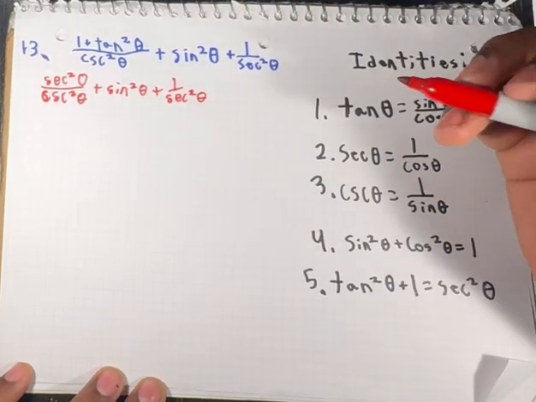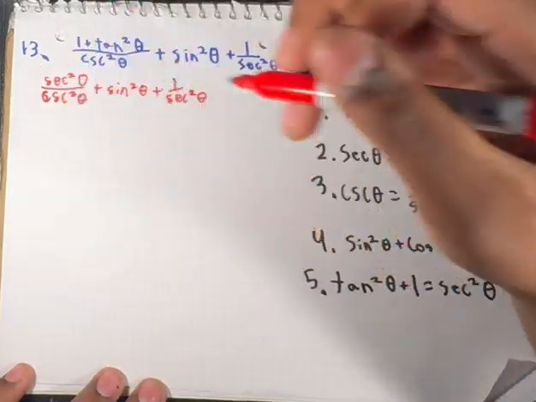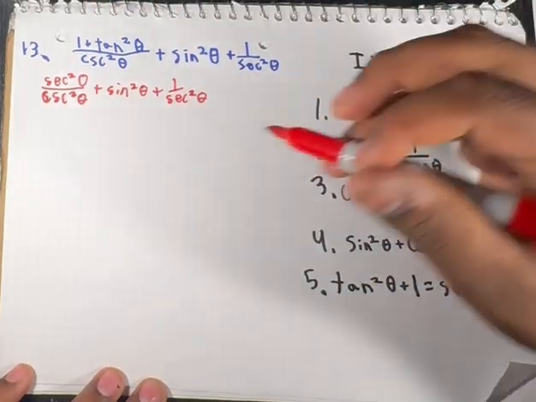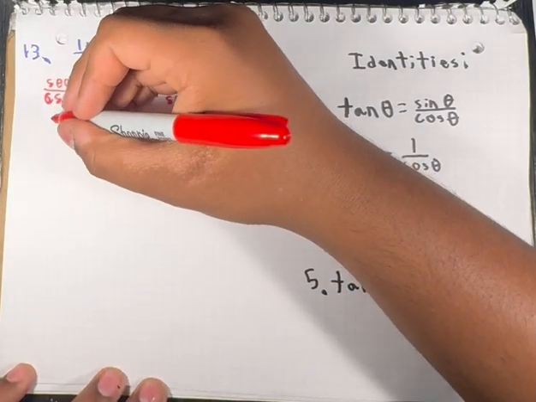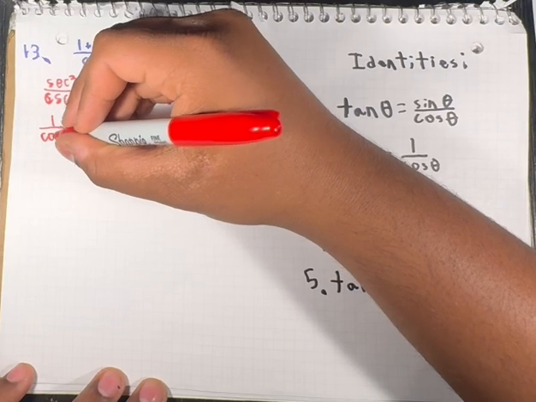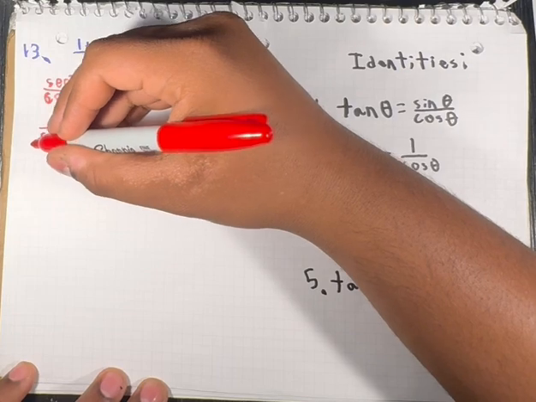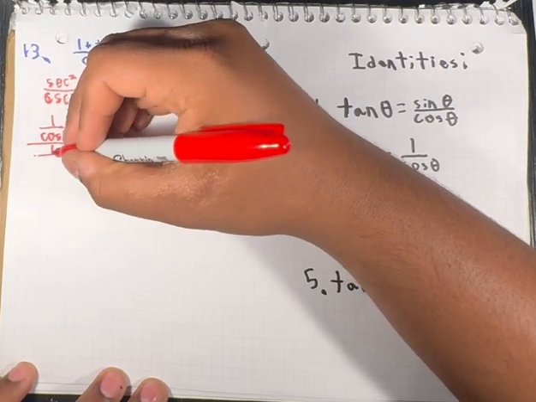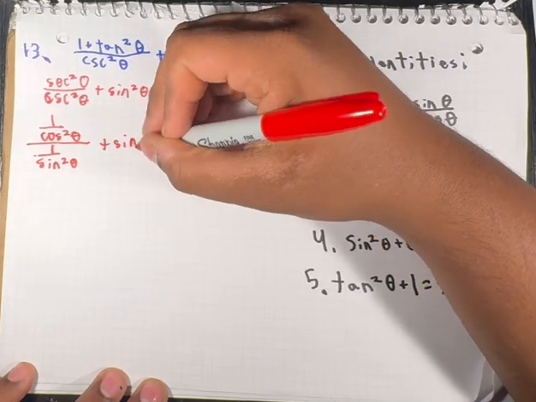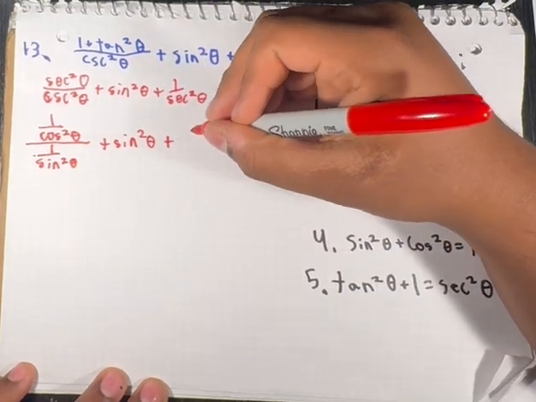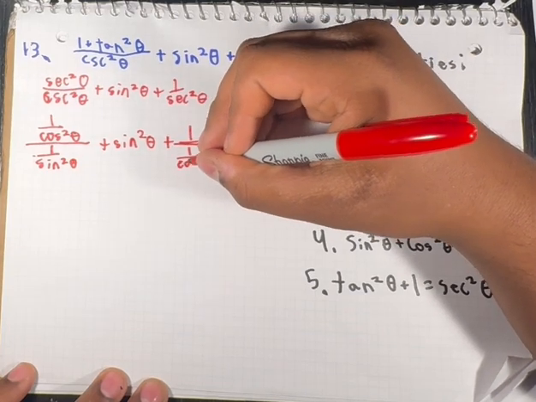Now we want to put this into terms of cosine and sine. Secant theta, remember, is the reciprocal of cosine theta, and cosecant theta is the reciprocal of sine theta. So this becomes 1 over cosine squared theta over 1 over sine squared theta, plus sine squared theta, plus 1 over 1 over cosine squared theta.